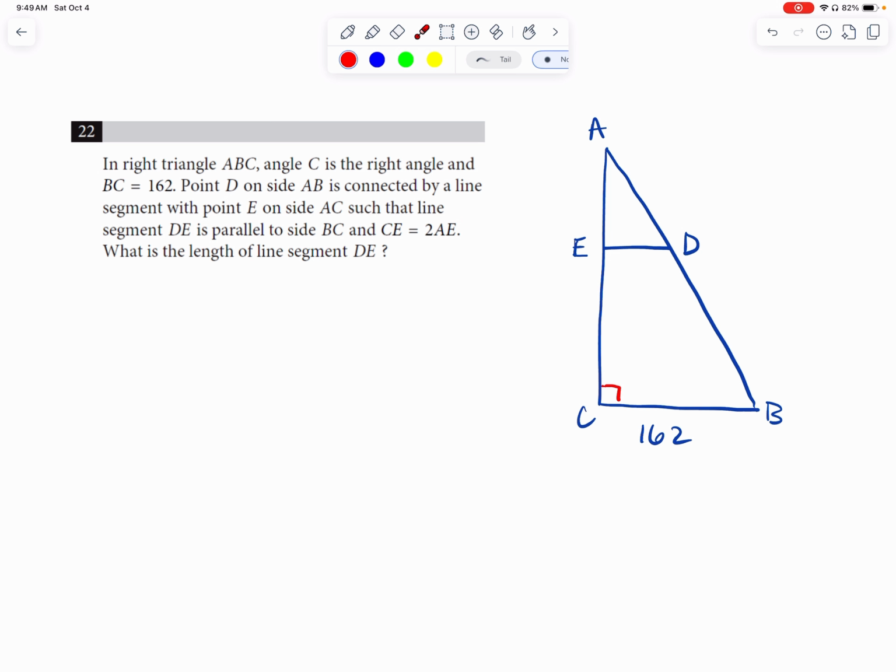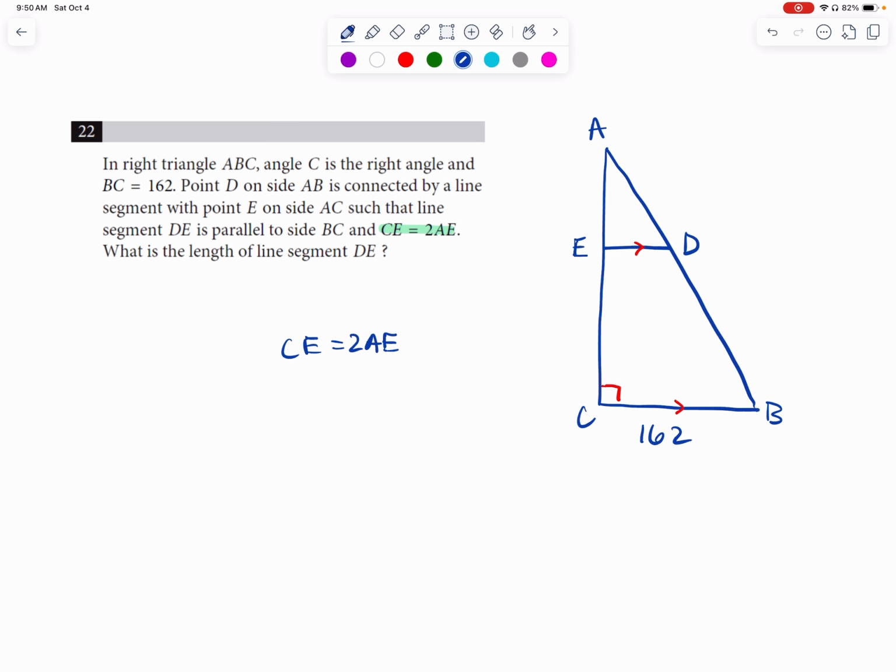D is on AB. Okay, that's good. And E is on AC. And we also said that these things are parallel. So here's how that picture looks. So far, so good. Okay, so now we have one extra piece of information, which is crucial. CE is 2 times AE. Let me write that down real quick. CE is equal to 2 times AE.